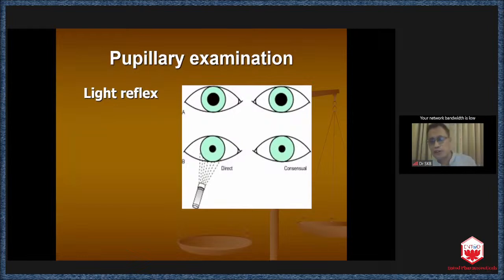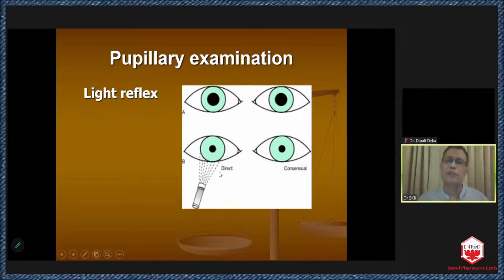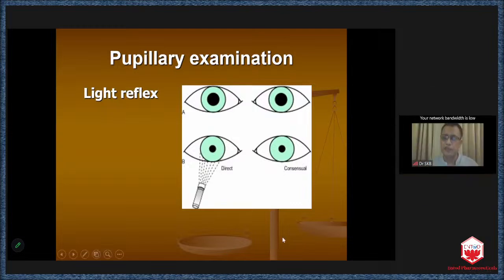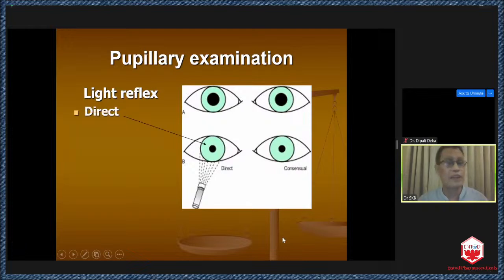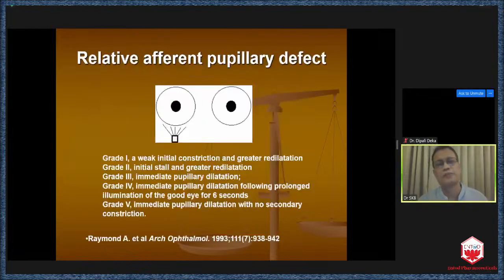It has to be done in mesopic condition, not very bright light, not dim light. When you apply light, the other eye will also constrict. This is called the direct light reflex. This is called the consensual light reflex.